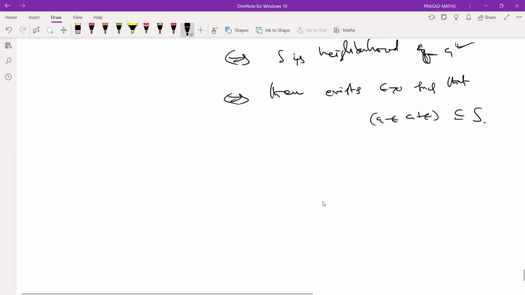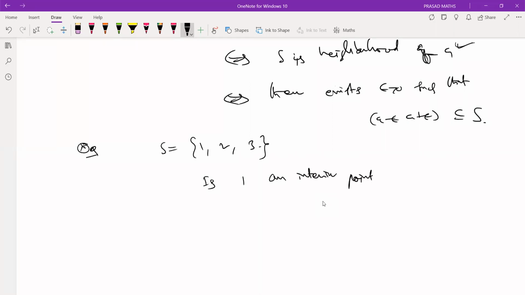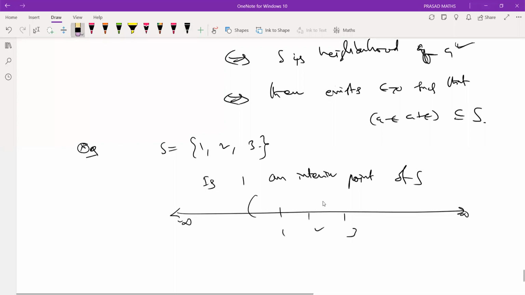So whatever examples you studied so far, suppose you take this finite set. Is 1 an interior point of the set? No, sir, there does not exist a neighborhood, because as you have seen, S is not a neighborhood of 1. So 1, 2, 3. Is it a neighborhood of 1? No, because we cannot provide a neighborhood which is inside the set, because the shaded region contains infinitely many rationals and irrationals, which are not inside the set. Therefore, S is not a neighborhood of 1.